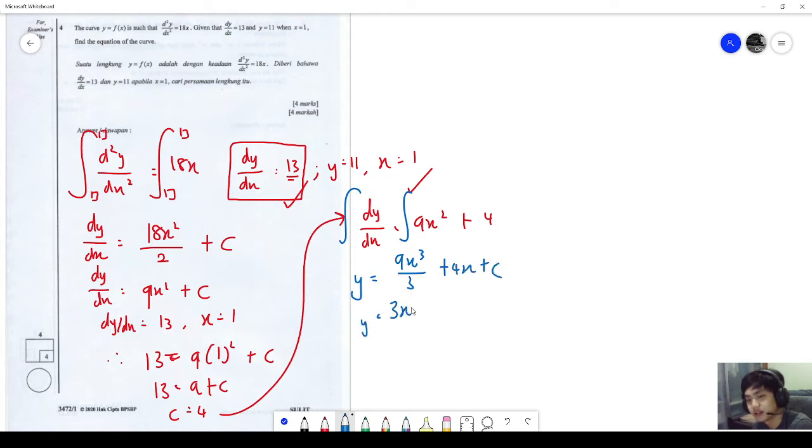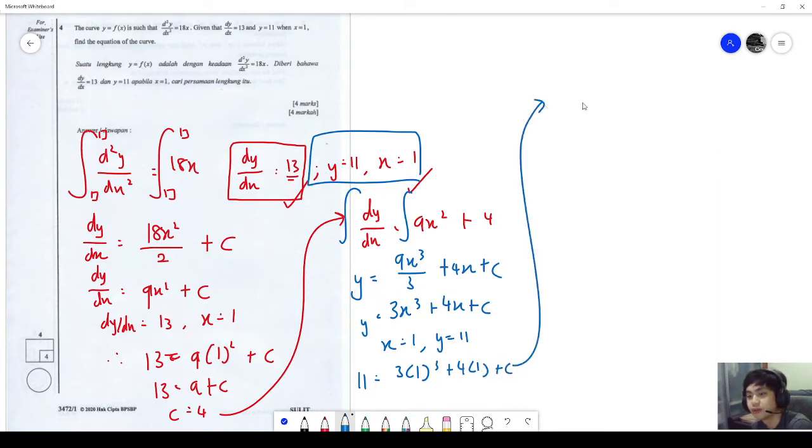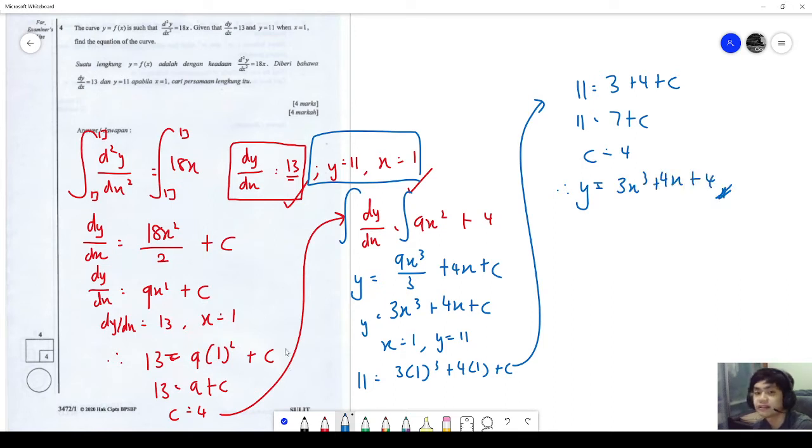Just making it a bit simpler, dividing by 3. We are given these two values here, where x equals 1, y equals 11. So 11 equals 3 times 1 to the power 3 plus 4 times 1 plus c. So we end up with 11 equals 3 plus 4 plus c, 11 equals 7 plus c, and we know that c equals 4 once again. Therefore, the equation of the curve is y equals 3x cubed plus 4x plus 4. And this is solved.